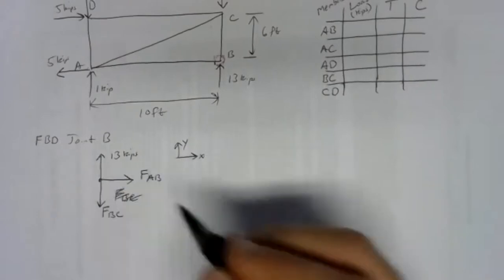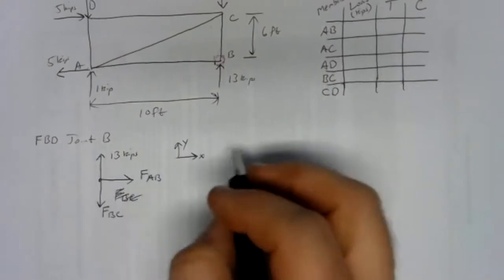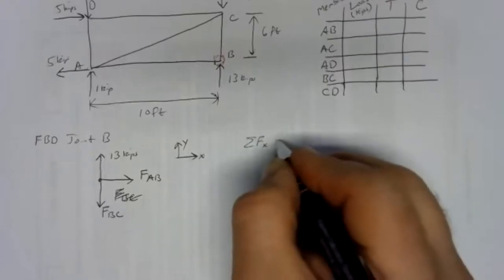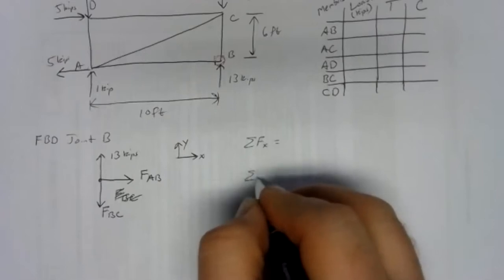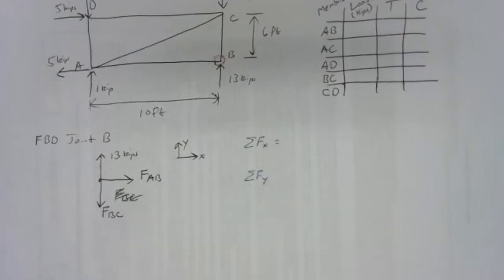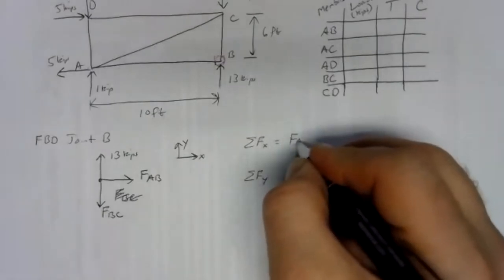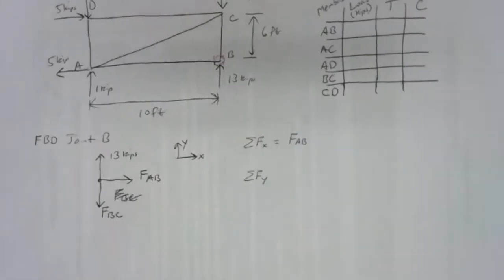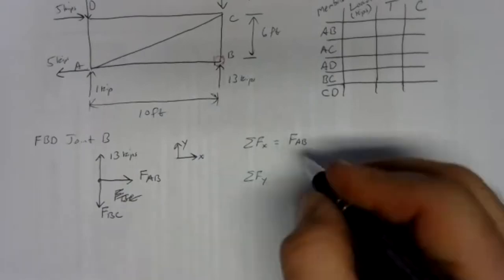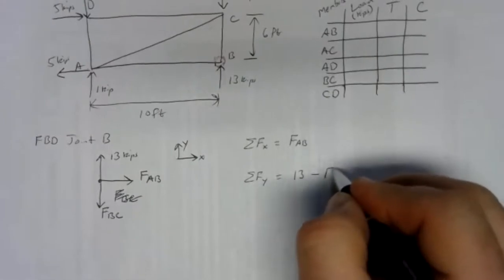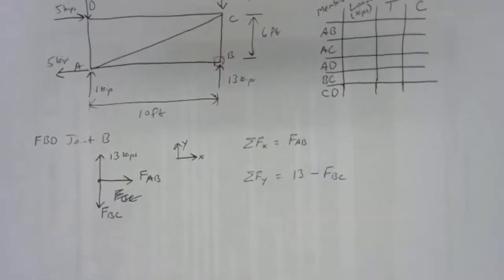No need for a moment here because there are no moments. All the forces have 0 arm about joint B. But we have our sum of forces in the x direction and our sum of forces in the y direction. Now in the x direction, all we've got is FAB. No other forces in the x direction. In the y direction, we've got a positive 13 kips. We've got a negative FBC.